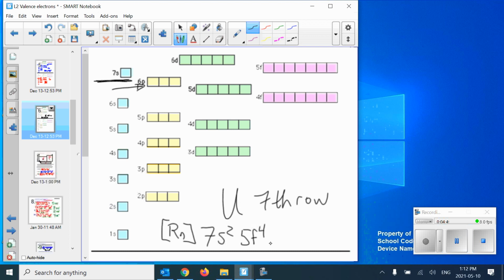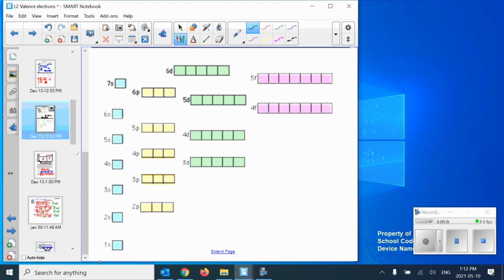Now, I'm going to do one that involves a little bit of everything. Why don't we do radon, actually, as an F, because that one's done. Let's try Rn. Rn, I pointed out before, is at the end of the sixth row, right? So you always look to the noble gas from the previous row. The fifth row ends with xenon.